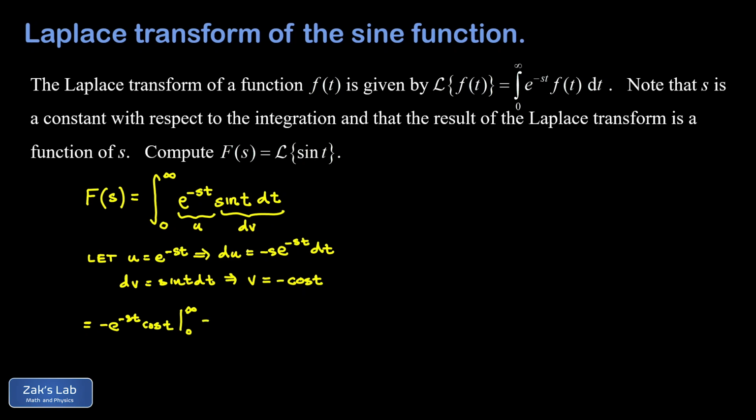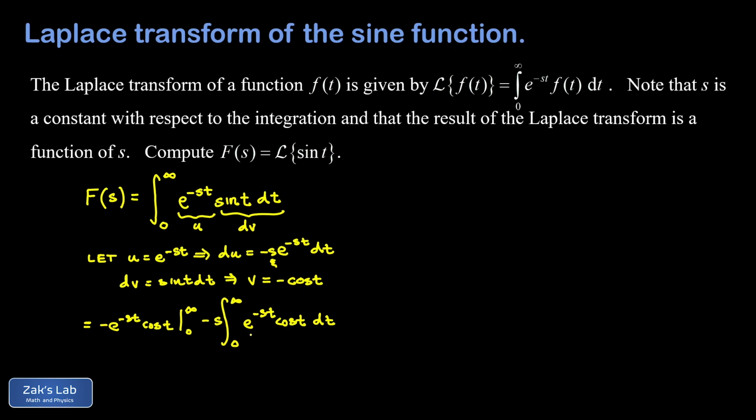Well, if I look at v times du, they both carry minus signs already. Those are going to cancel out, so my minus sign out in front is going to survive. And I have a constant of s tacked on to du, so I'm going to move that out in front. So I have minus s times the integral from 0 to infinity of e to the negative st cosine t dt. So at first it feels like we didn't make any progress here because the integral that we're left with is just as bad as the one we started with.